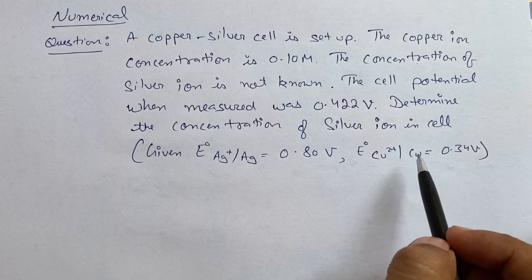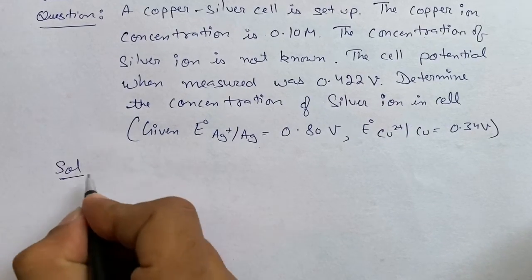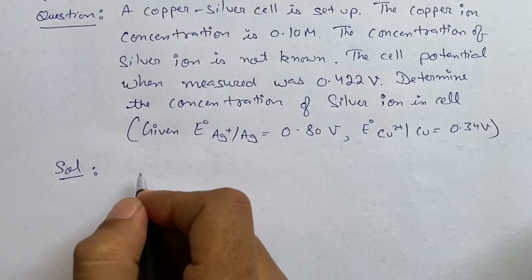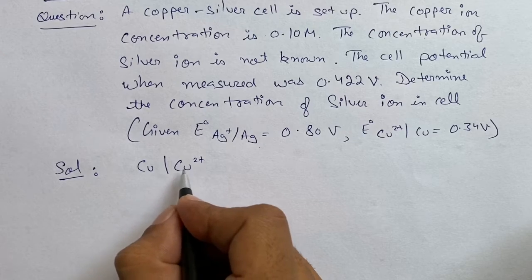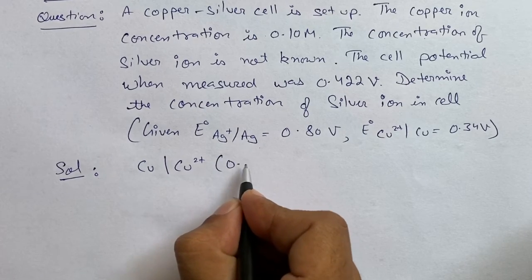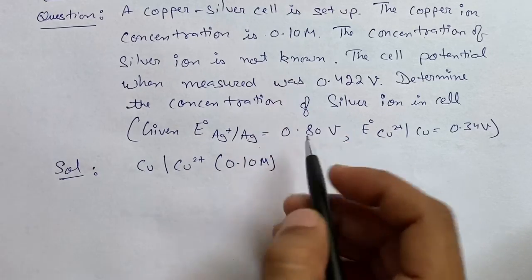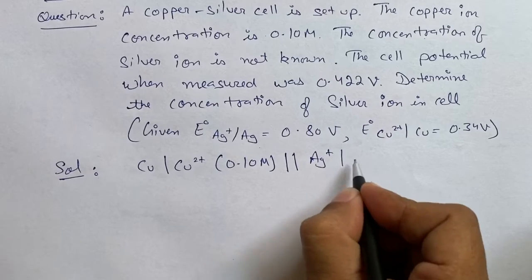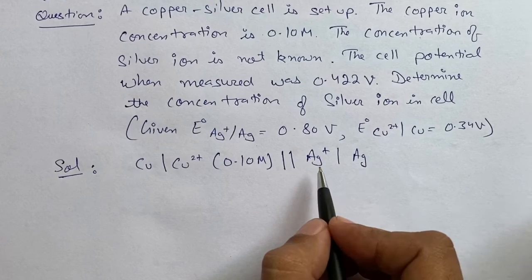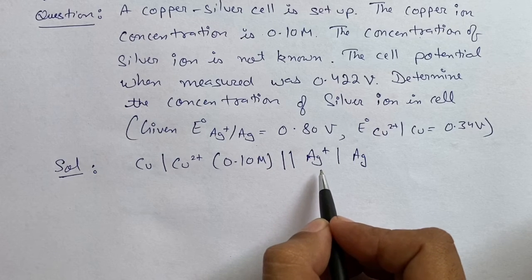Now let us solve the numerical. Let us write the cell representation: Cu bar Cu2+, 0.10 M concentration is given to us, salt bridge, Ag+ bar Ag. You have to calculate the concentration of Ag+ in this numerical.